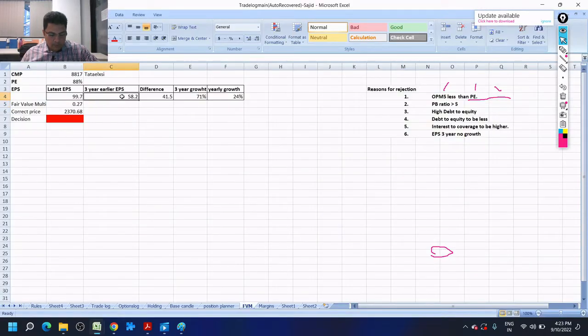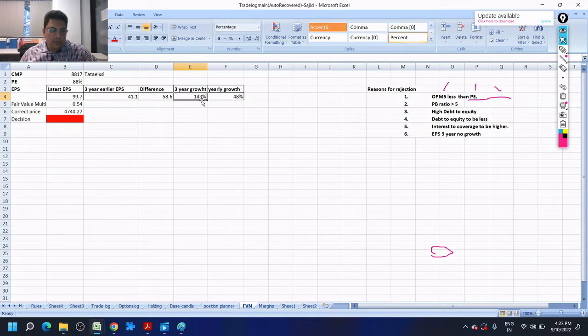This will be 41.1. So now what is this formula? What is the difference here? We are minusing B4, that is latest EPS minus 3 years EPS, so we get the 3-year growth percentage. So this is our 3-year growth percentage.